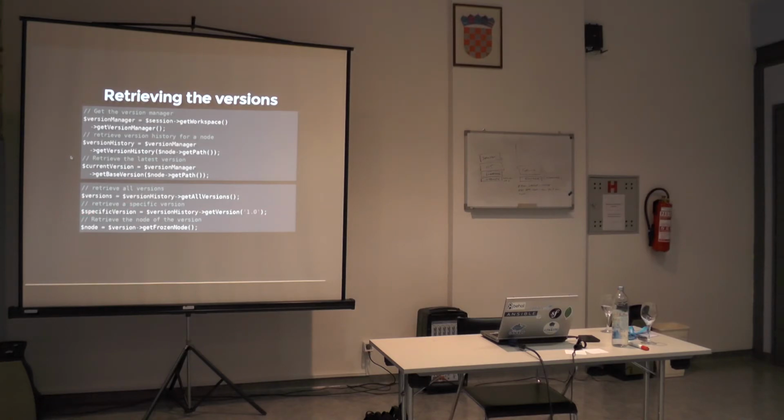This isn't the node yet. This is the version object with extra information about the version, when it's created and stuff like that, and if it's checked out. To actually get the node itself, you need to call getFrozenNode on the version. You can almost see that as a snapshot of the node at the time that you checked it in. So with these commands, you should be able to create a drop-down with versions.